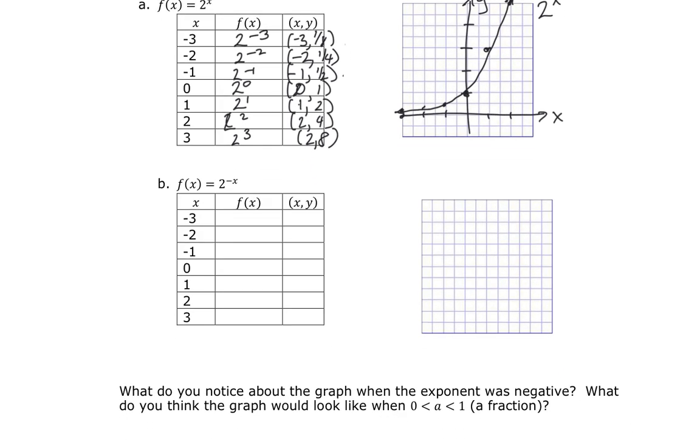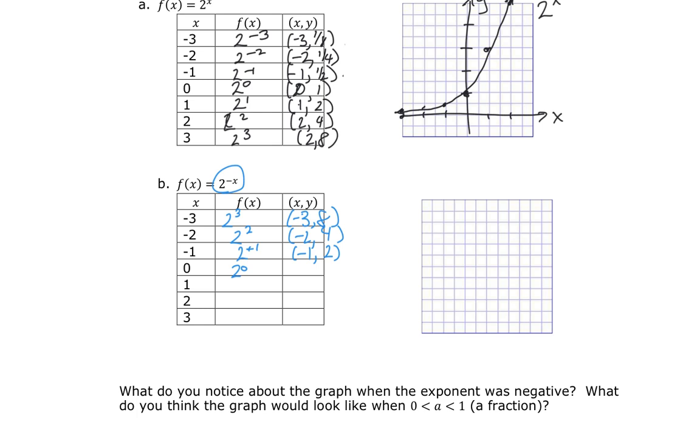Now, when I put the -3 into this function, double negatives make that 2 to the 3rd. So this is actually going to be -3 and 8 comes out. And then double negatives make this 2 squared. So -2 comes in and 4 comes out. -1 goes in, so 2 raised to the -(-1) becomes +1. So -1 goes in and 2 comes out.